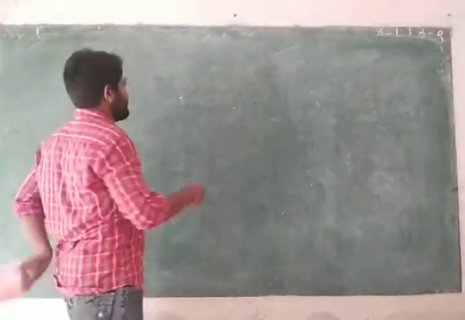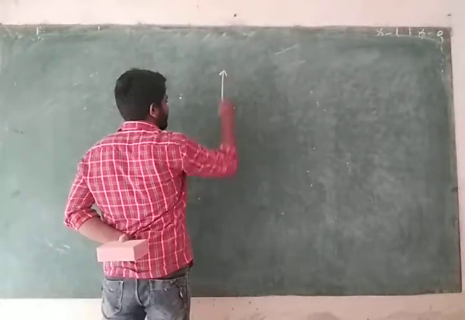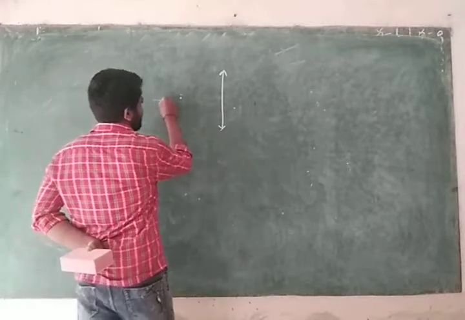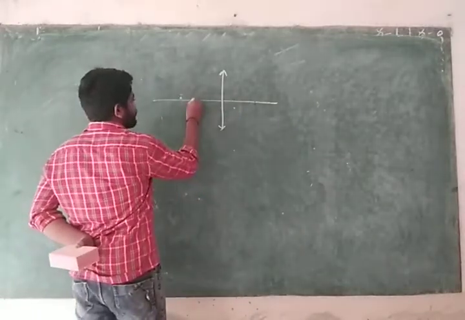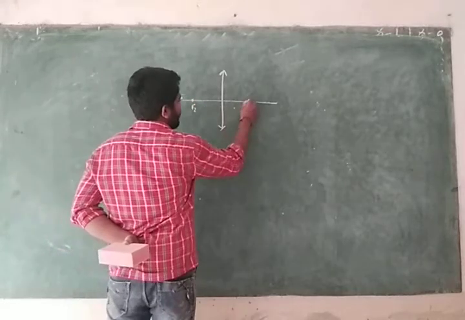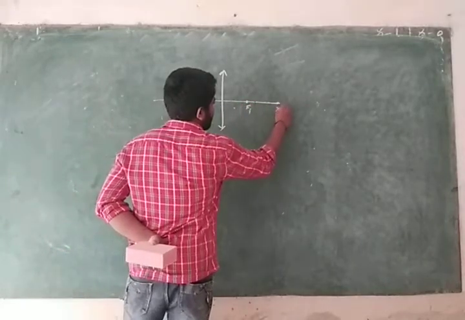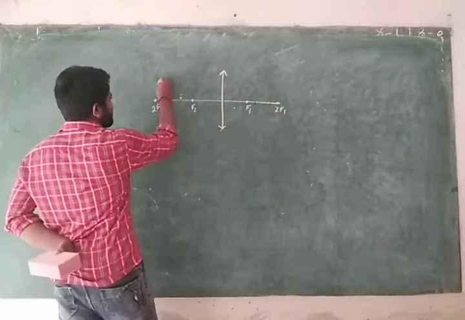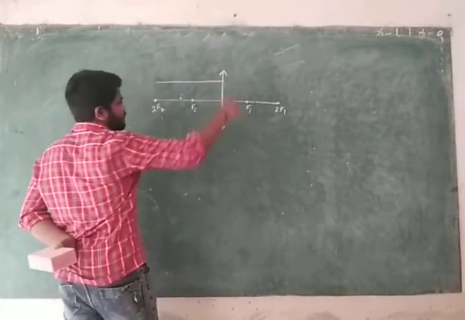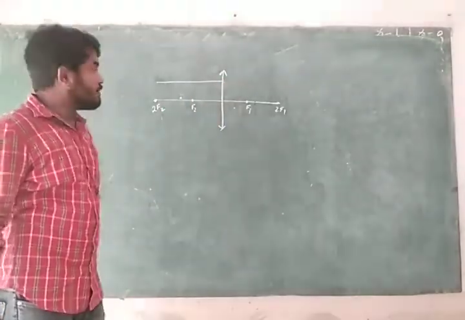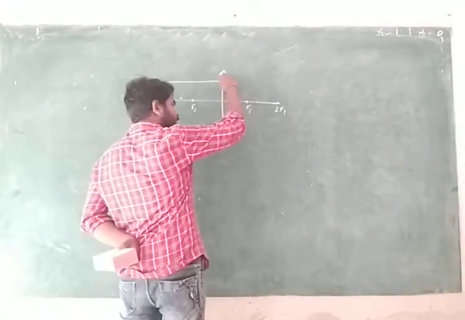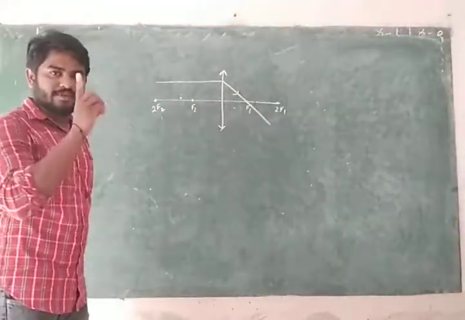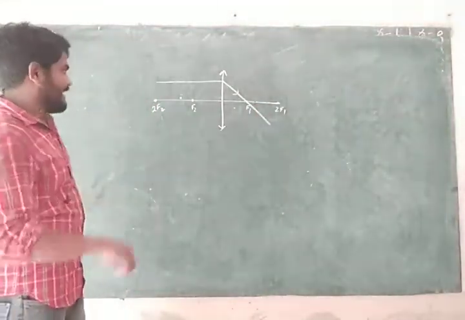Okay. Now let us see. Let us take a convex lens, with the principal axis, right? So this is F2, F1, 2F1 and 2F2. When a light ray passes parallel to the principal axis, it passes through the focal point. This is the first ray diagram. Clear? And the second light ray.